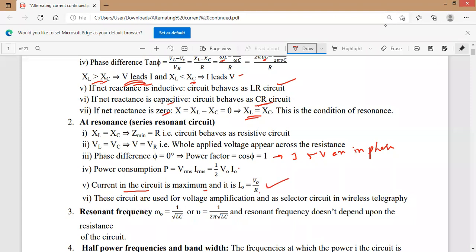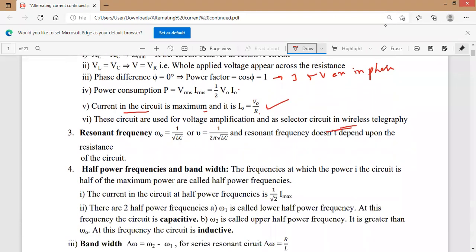These circuits are used for voltage amplification and as a selector circuit in communication or wireless telegraph, especially in tuning circuits. Resonant frequency.